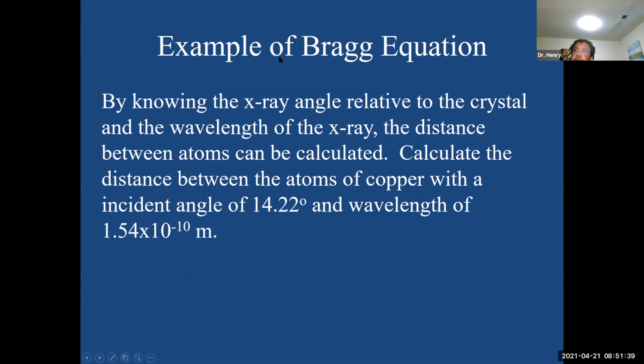Okay, so if we know that Bragg's equation is lambda equals 2d sine theta, this is your angle, this is your wavelength. Can you calculate the distance between the two atoms? And make sure that you use degrees and not radians, because if you use radians, it's going to give you the wrong answer.